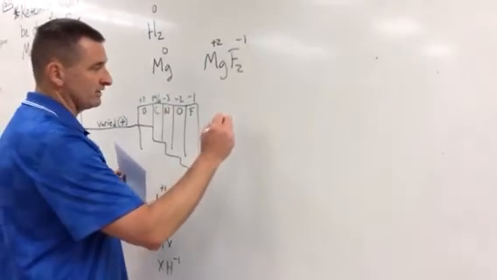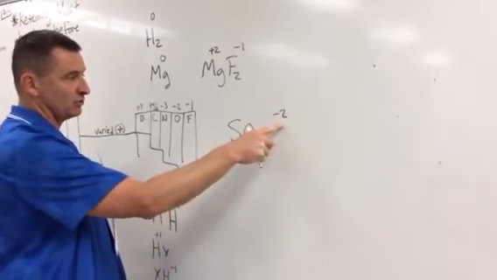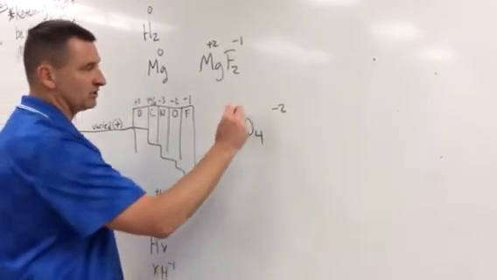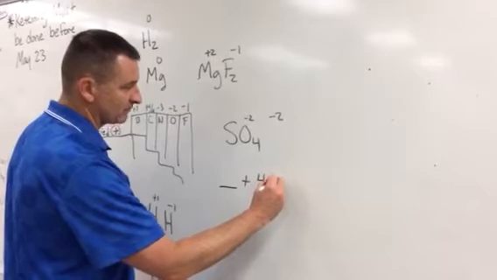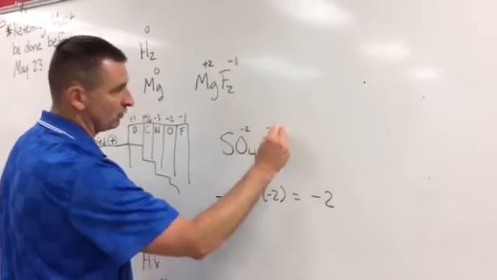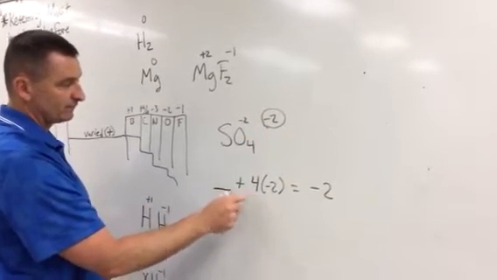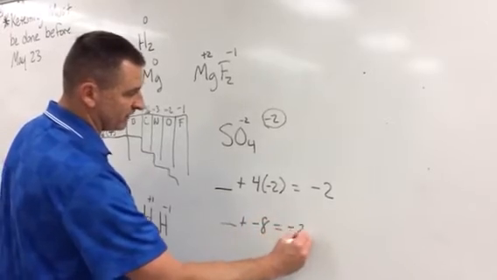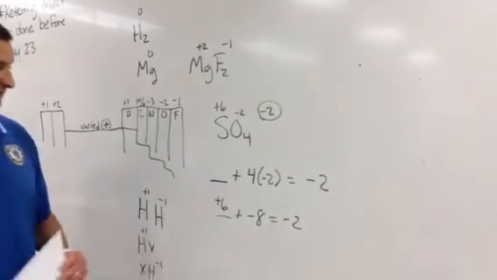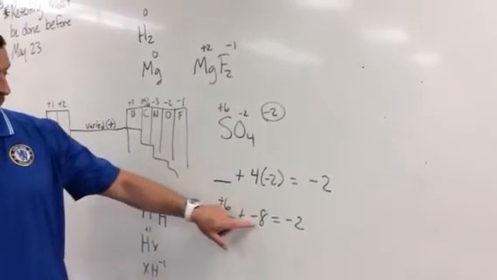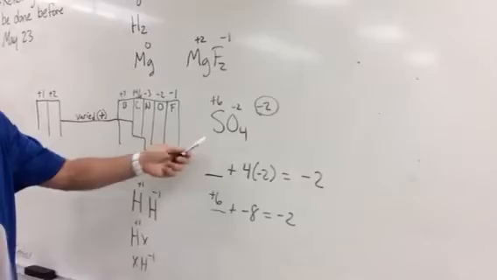If I have a polyatomic ion like SO4, the total charge of that polyatomic is a -2. How do I solve that? Well, we know oxygen's a -2, and there's 4 of them. So it's blank plus 4 times -2 equals -2, because the total charge of a polyatomic is whatever its charge is, not 0. So it's blank plus -8 equals -2. What's going to be the charge of sulfur? It's going to be a +6 in that case, because 6 plus -8 equals -2. That's how you solve for the charges of a polyatomic ion.